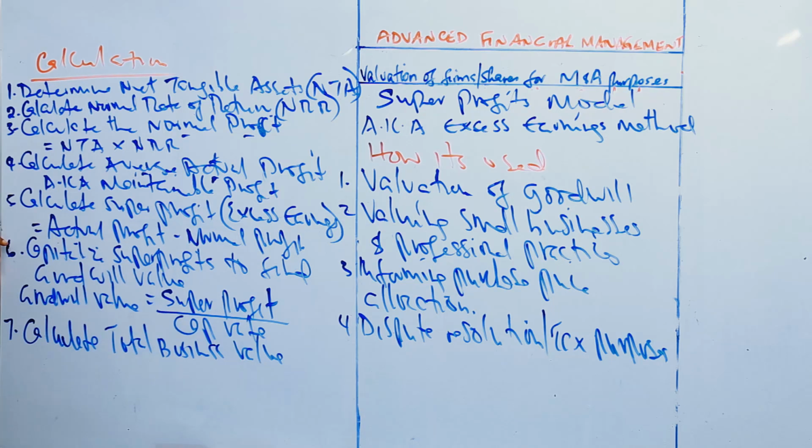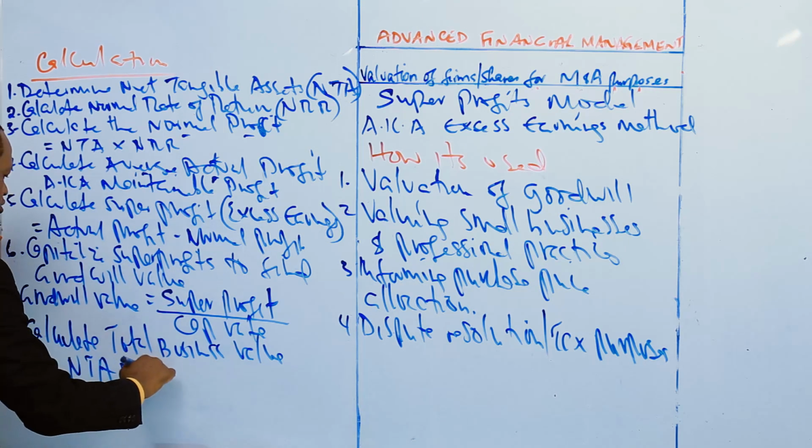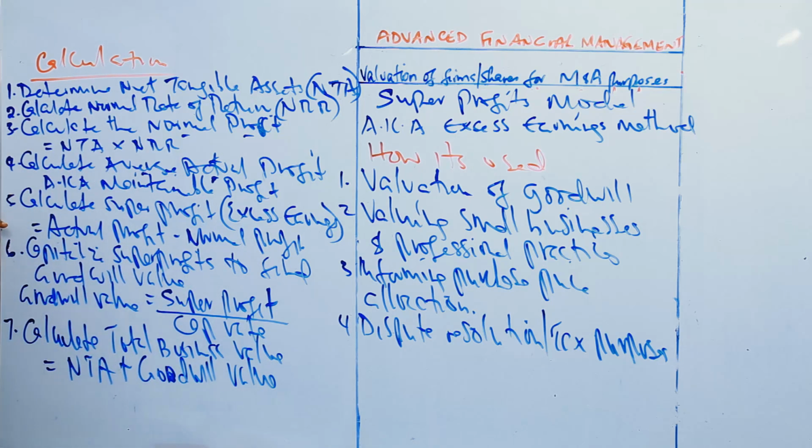Now, how do we calculate the total business value? The total business value is equal to the net tangible assets plus goodwill value. That's simple, candidates. The total business value, because here we are valuing a company, you take the total net tangible assets, you add the goodwill value. Because you recall we say that this method primarily values goodwill. So the total business value can be estimated by adding the goodwill value to the net tangible assets, such that the total business value will be equal to the net tangible assets plus the goodwill value. So that is a formula for calculating the total business value.